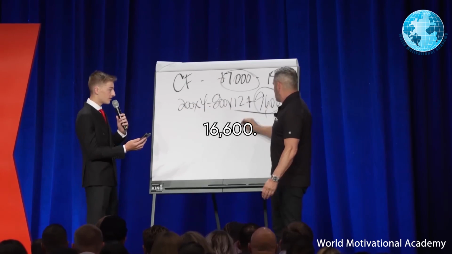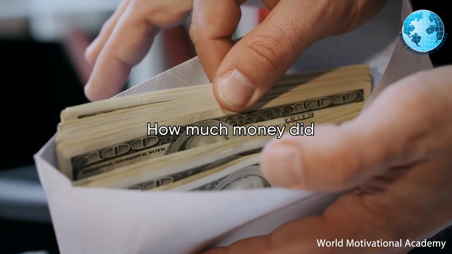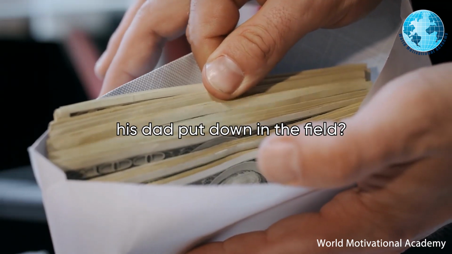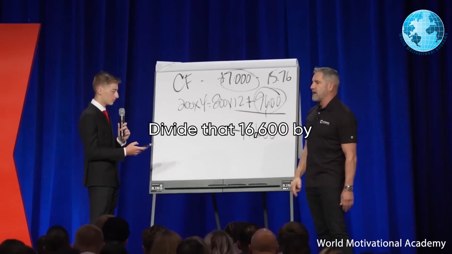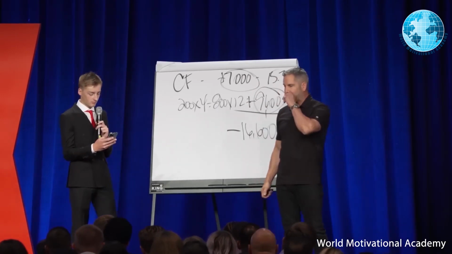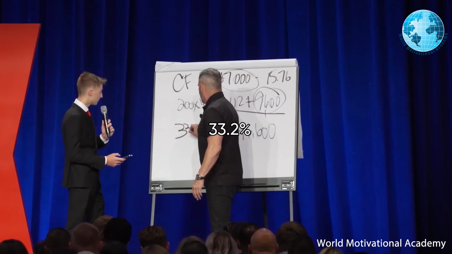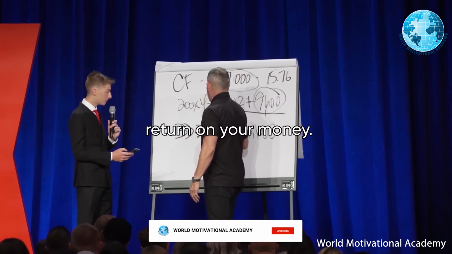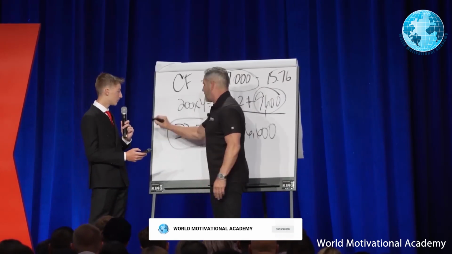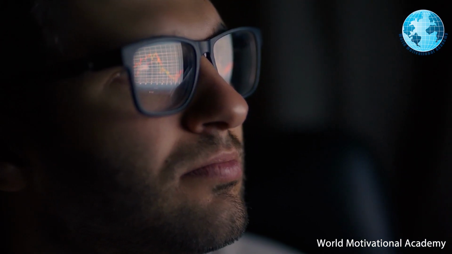How much is that? $16,600. How much money did his dad put down in this deal? Divide that $16,600 by the $50,000 Pops put down. 0.332. 33.2% return on your money. Anybody can do this, folks.